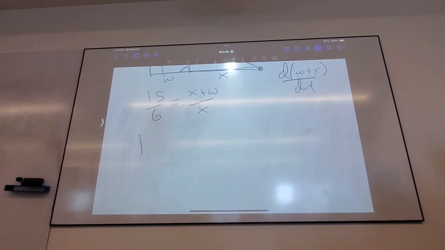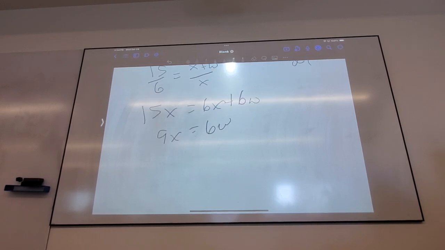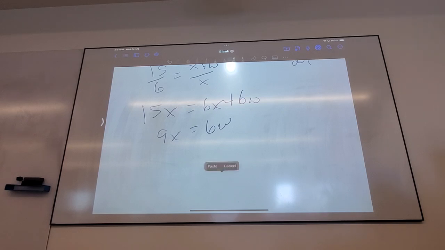So then I get 15x equals 6x plus 6w. So I get 9x equals 6w. It doesn't matter. I get 3x equals 2w, so then I can take derivatives. You just take the derivative from here.